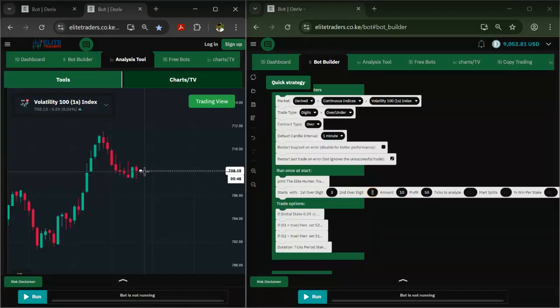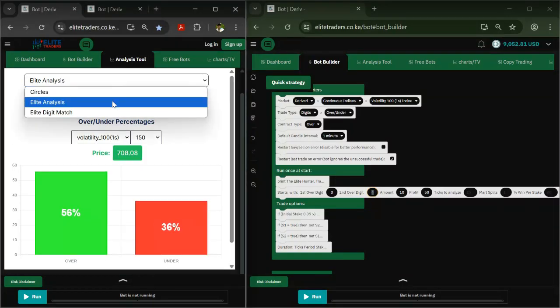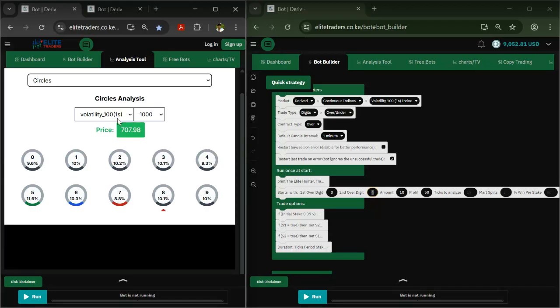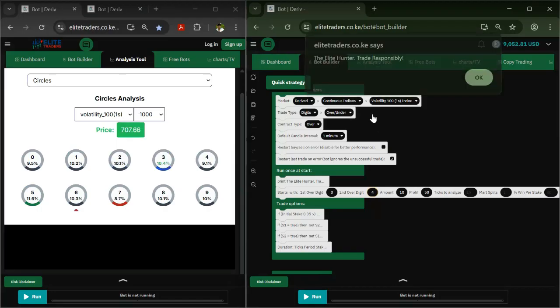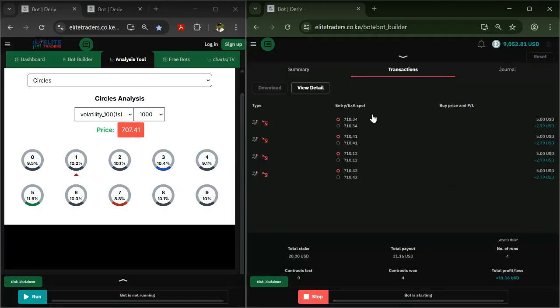But the moment this market takes an uptrade, you just need to click run. Then unarudi kwanza, lazima make sure umerudi hapa. Check this, we have the circles. Since we are trading over 3, that means our entry point is digit 0, 1, 2, or 3. The high percentage will be our entry point. In this case, it's digit 3. So tikienda kwa 3, una run bot yako.